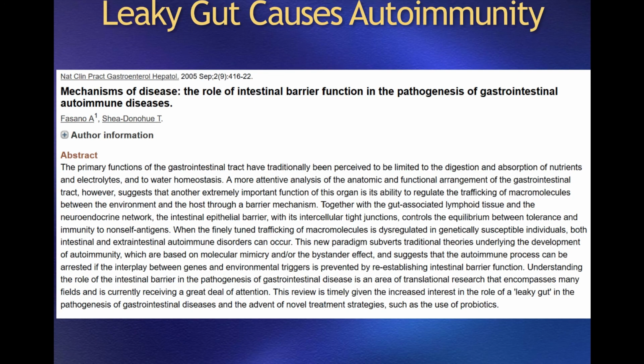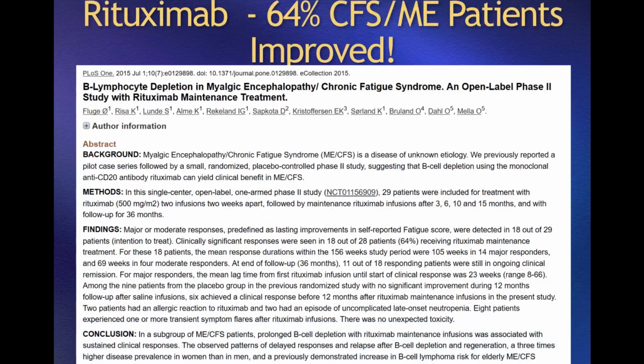And also it's very interesting, as we know, this is the brilliant Fasano paper: leaky gut causes autoimmunity. Out of interest, there are autoimmune processes going on in chronic fatigue. This is the brilliant rituximab paper where 64% of CFS patients almost practically recovered from a drug that kills B lymphocytes and is used for cancer treatment and for autoimmune diseases. So it's very interesting, if you knock out B lymphocytes, chronic fatigue people actually get significantly better.